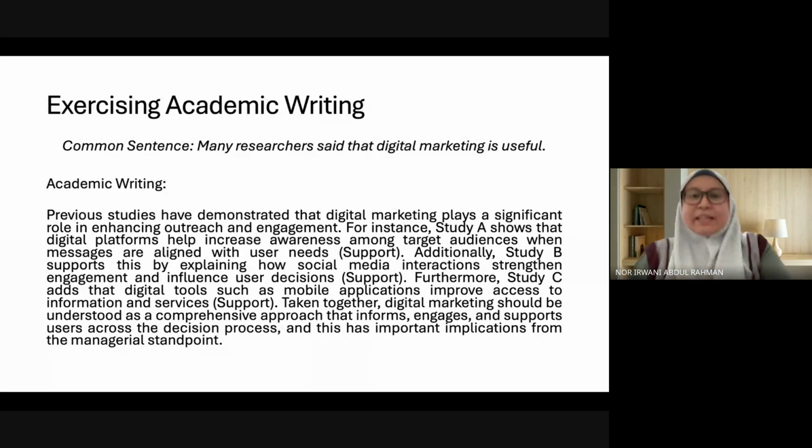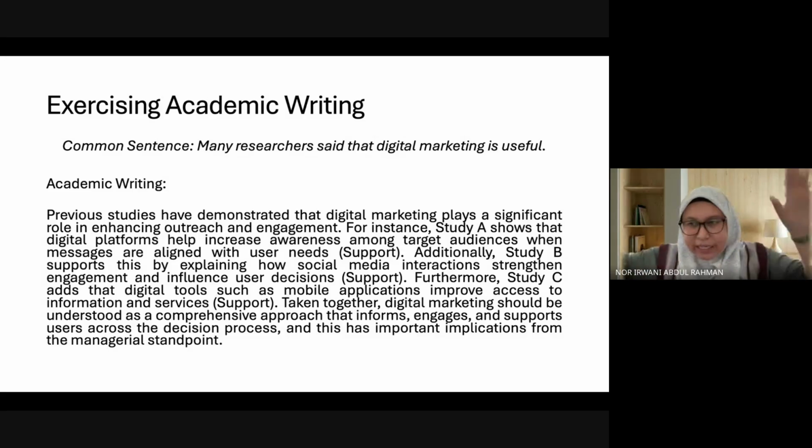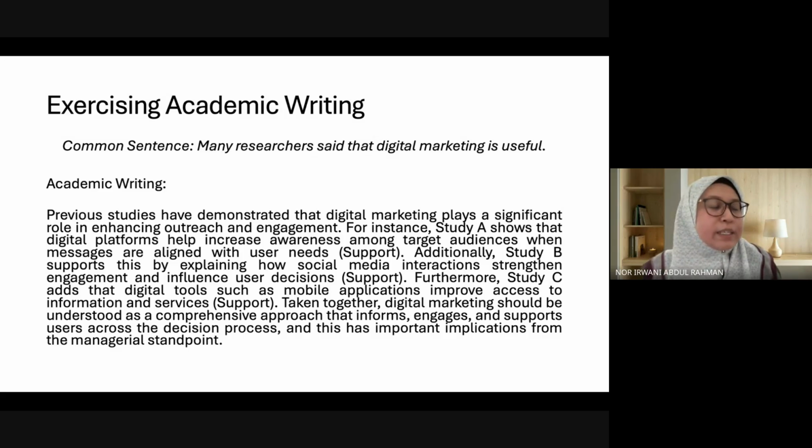Exercising academic writing. Before you write, you read, and then you have the idea. From this idea, you can conclude that many researchers said digital marketing is useful. Oh, this is your understanding, which is acceptable, practical, correct.